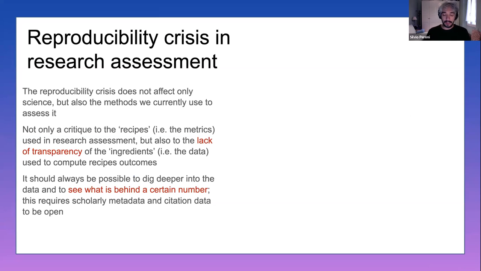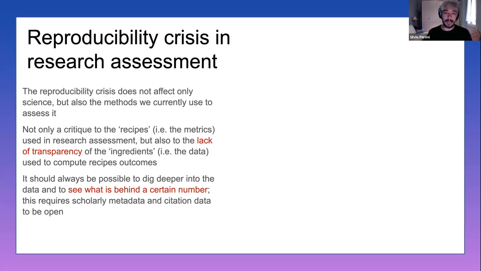So first of all, we have heard a lot of talk about the reproducibility crisis in the past years. We know that this crisis affects science, but not only science, also the methods that we use to assess science itself. It is not a critique based only on the recipes, so the metrics themselves that are used in research assessment, but also on the lack of transparency of the ingredients used for computing these metrics, that is the data that we use to compute all this.